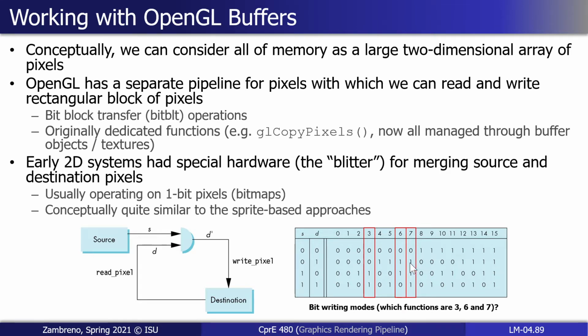7 would be an OR gate, right? When S or D is 1, our output is 1. Some of these functions wouldn't be super useful. Like 0 would be clearing, 1 would be setting it all to on. And ORs and XORs would be the most obvious modes for using this kind of hardware.